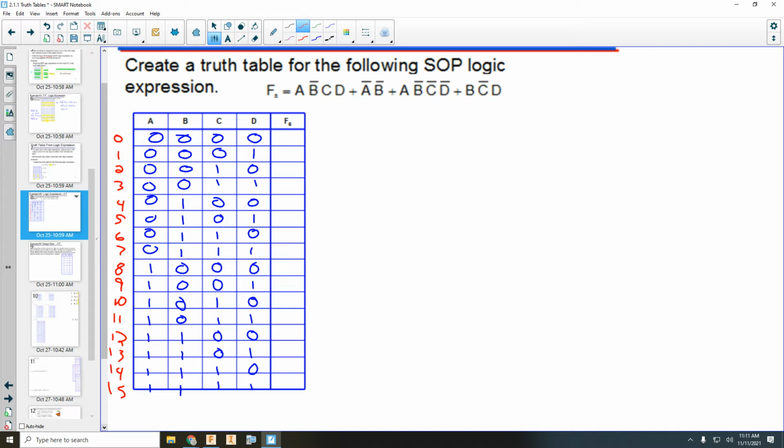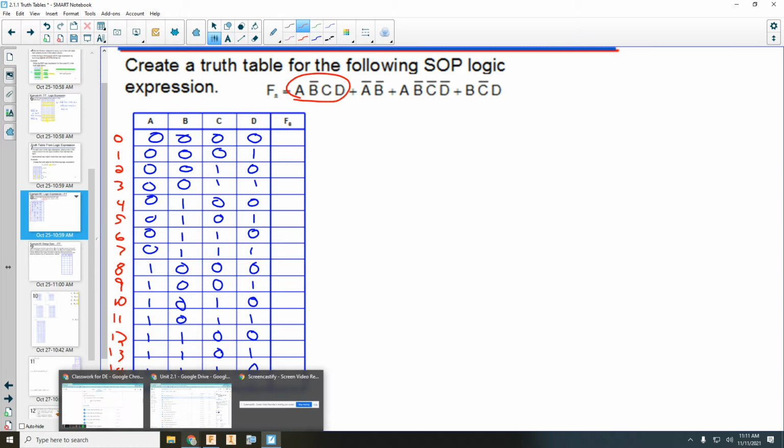So, A, B naught, C, D. Where does that end up?